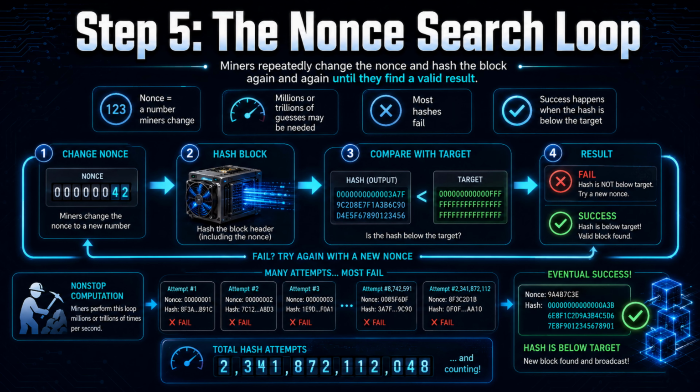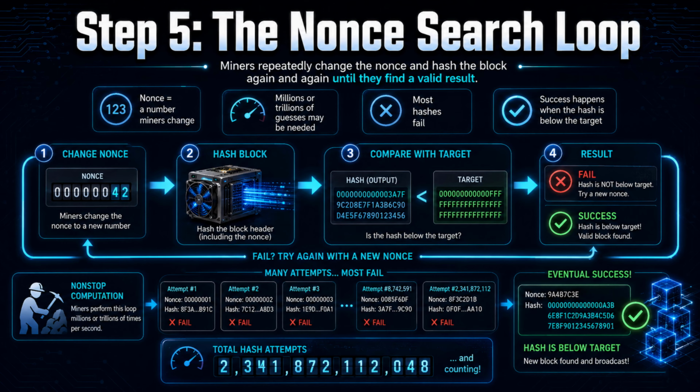This loop continues extremely quickly. Modern ASIC miners can perform trillions of hash calculations every second. Each calculation represents another attempt to find a valid result. Most attempts fail because only a very small portion of all possible hash outputs are below the target.